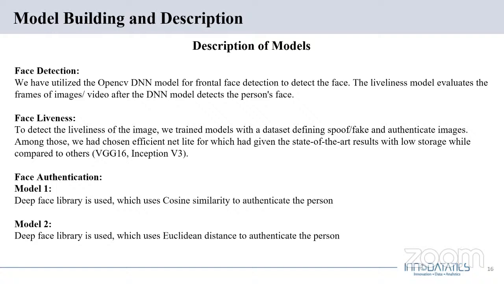To detect the face, we have utilized OpenCV for frontal face detection, and the liveliness model, which evaluates the frames of the images or video. After this, the DNN model detects the person's face. For liveliness, once we capture the frames or images from the video, we pass the image to the face liveliness model, which is EfficientNet Lite.